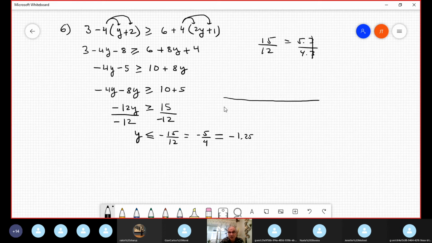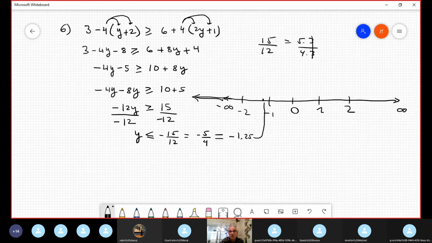So the representation is this: this is the number line, infinity positive, infinity negative, 0 in the middle, this is 1, this is 2, and this is negative 1, sorry, and this is negative 2. Let me extend a little bit back to the other side. Negative 1.25 is approximately here, in between negative 1 and negative 2, but close to negative 1, because this is negative 1.5, and half of the half is 1.25. You highlight that portion to the left because it's less than or equal.